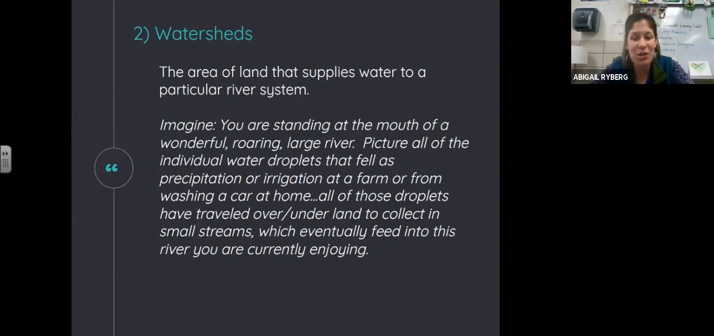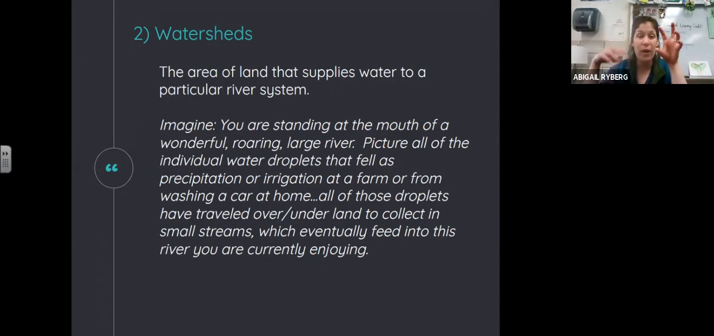From there, they eventually feed into this river you're currently enjoying. So basically, the idea of a watershed is the land that all of those little water droplets travel through. So that area of land that supplies water to a particular river system. So when you're home, you are plopped in a particular watershed.